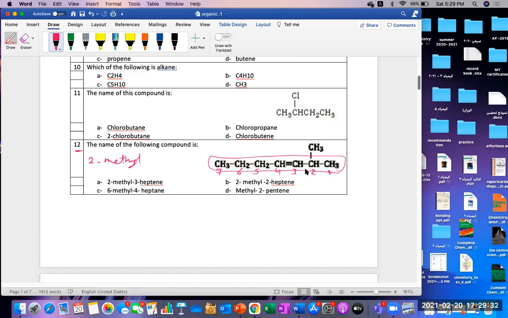Then we need to write the double bond. We didn't say this part yet. For the double bond, we need to mention where the double bond will start in that chain. The double bond will start at carbon number 3, so we put the number 3. Then we write the name of the chain. We have 7, so it will be hept. This one is a double bond, so it belongs to the alkenes and should end with ene. So it will be heptene. Here it will be 2 methyl 3 heptene.